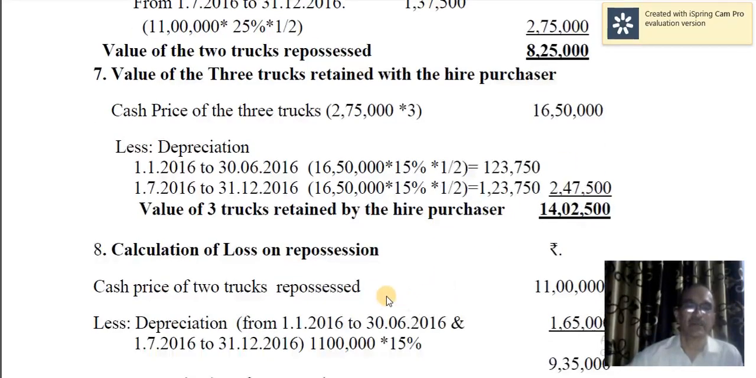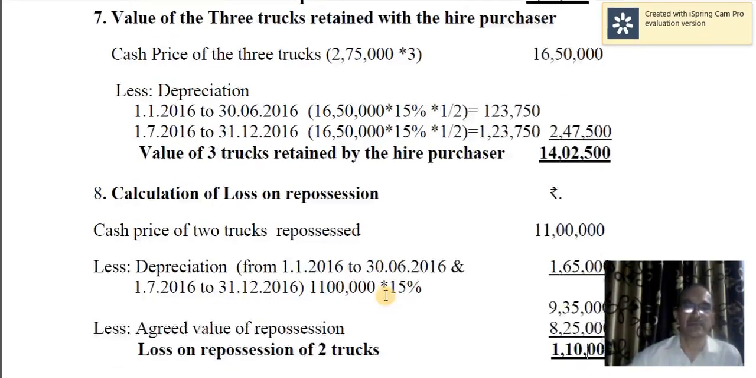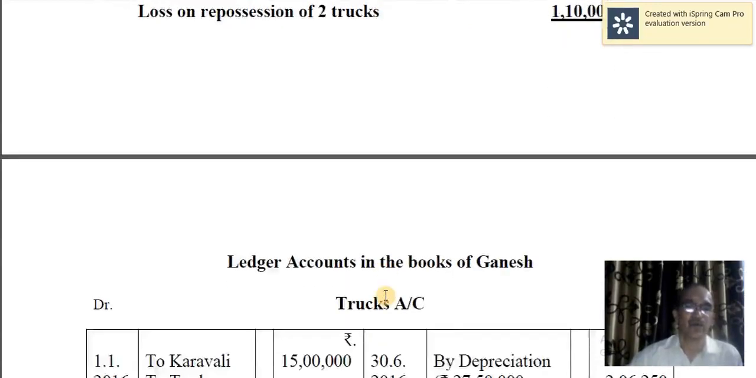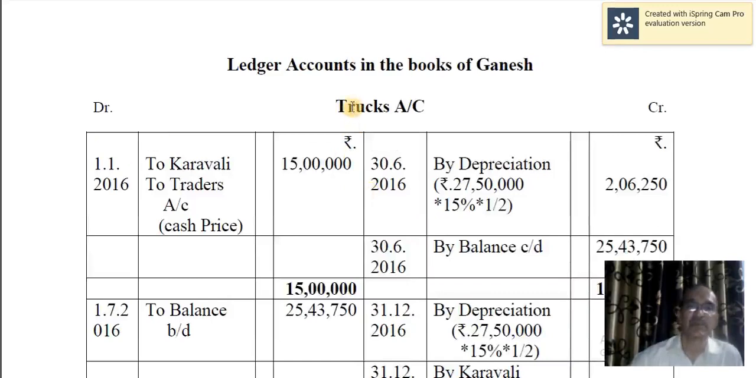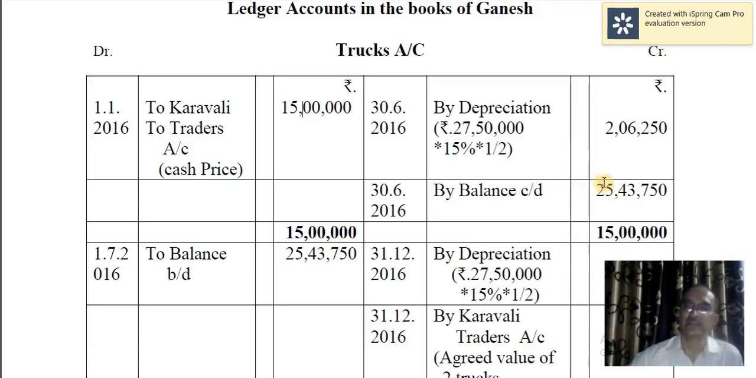Actually, this need not be calculated in the trucks account. That will be the balancing figure. Okay, now let us look into the ledger accounts here. Here it should be, I am subject to correction, 27,50,000. 27,50,000 should be the value here. There is a mistake. So this value is correct. This value is also correct. So depreciation. So this is the balance. Here also 27,50,000 should be the total.